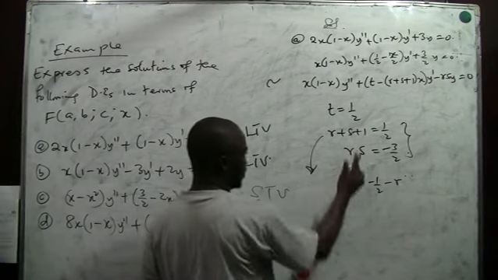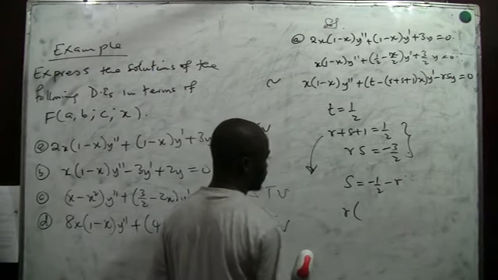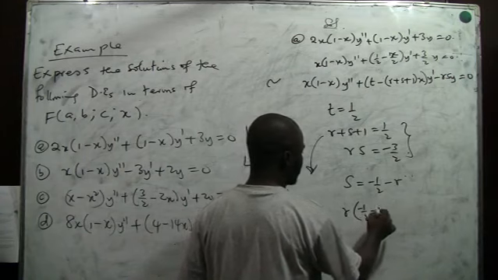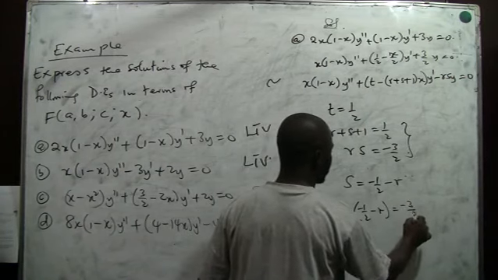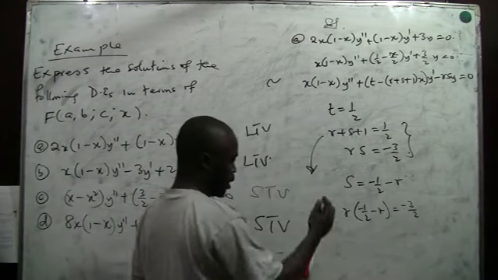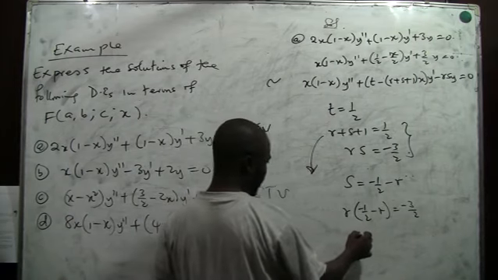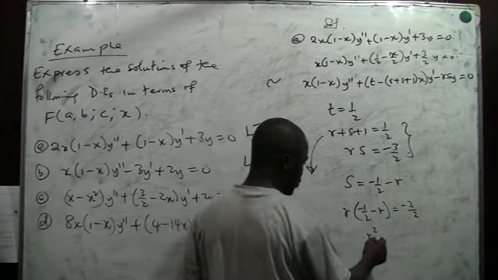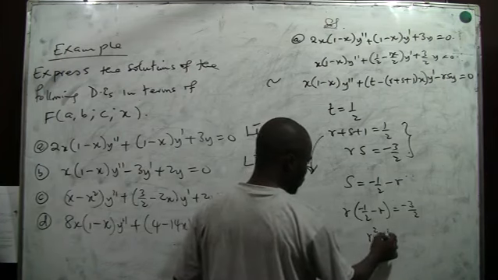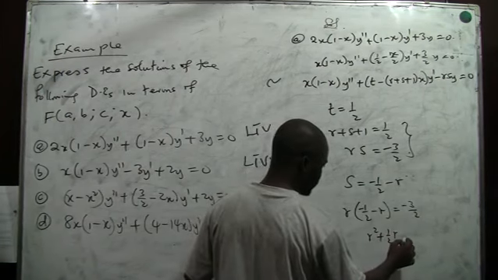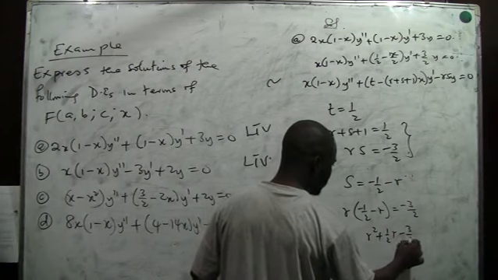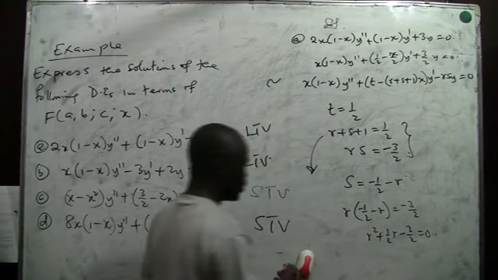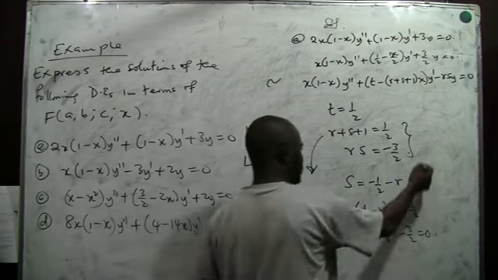Substitute that one into this expression. We have R into minus half minus R equals minus 3 over 2. And what do we do from here? We have R squared, after multiplying by negative all through, plus 1 over 2 R minus 3 over 2 equals 0. We need to solve this quadratic equation.